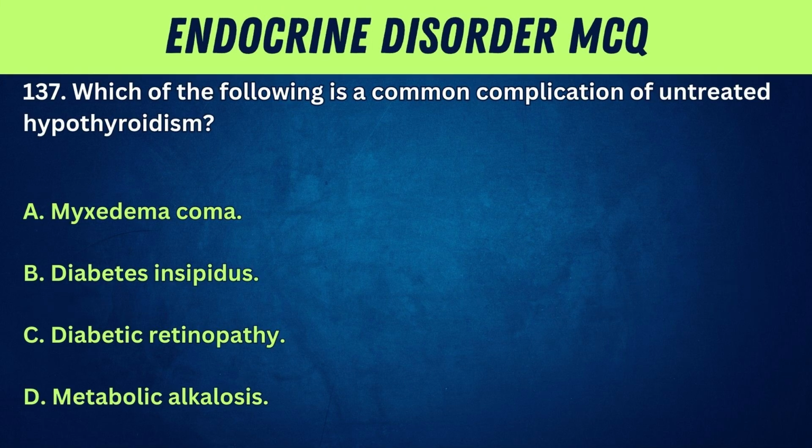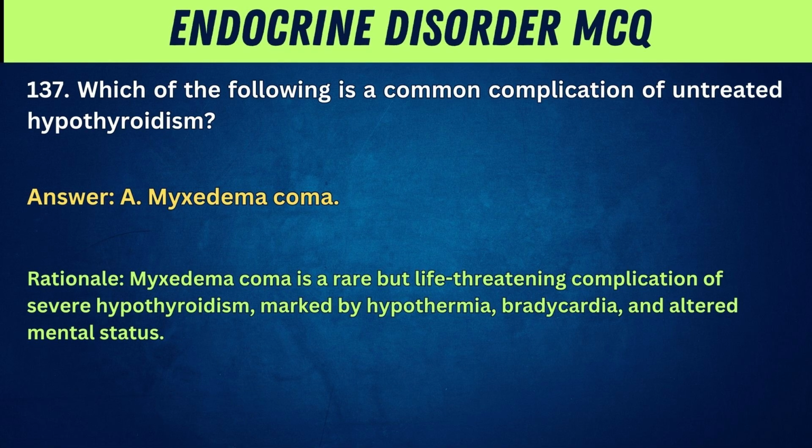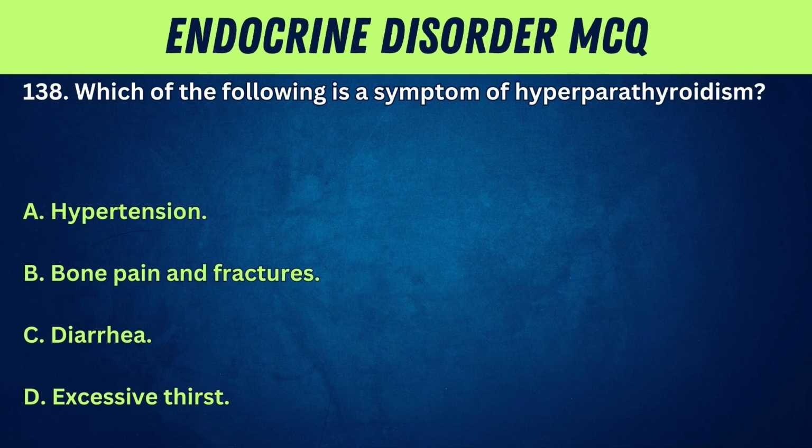137. Which of the following is a common complication of untreated hypothyroidism? A. Myxedema coma. B. Diabetes insipidus. C. Diabetic retinopathy. D. Metabolic alkalosis. Answer: A. Myxedema coma. Rationale: Myxedema coma is a rare but life-threatening complication of severe hypothyroidism marked by hypothermia, bradycardia, and altered mental status.